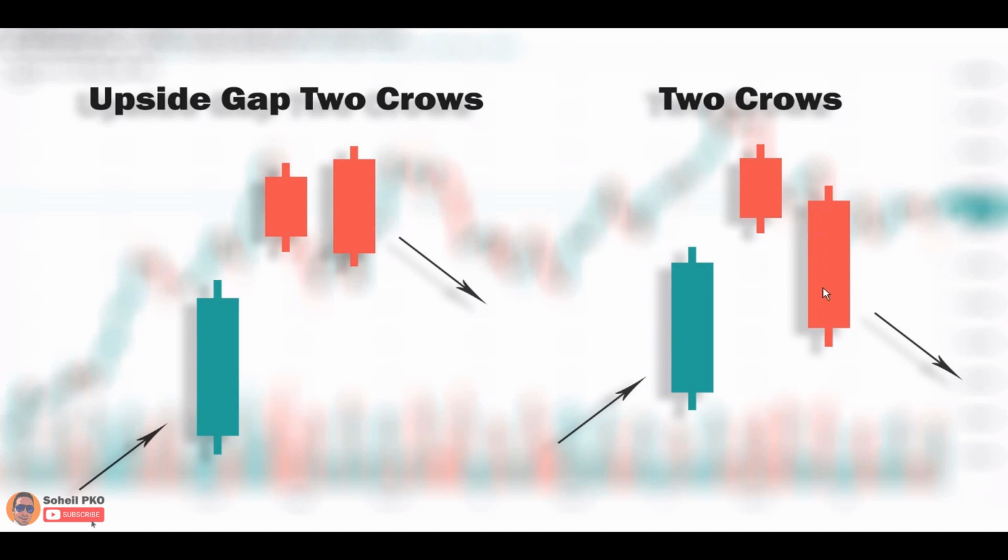It's a red candle that opens in the body of the previous candle and closes in the body of the first candle and covers the gap. It shows selling pressure and possible reversal.